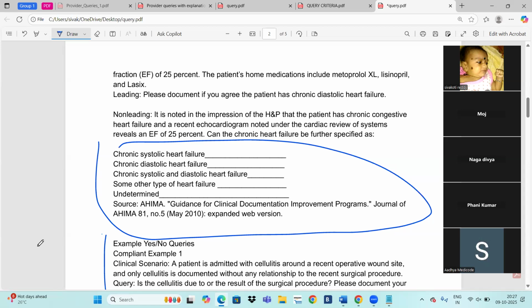Suppose they documented CHF in the record. We don't know which type of CHF. At that time, we need to list all the types of CHF and give them to the provider. Please specify which type of CHF you are treating. It should be a multiple choice query.